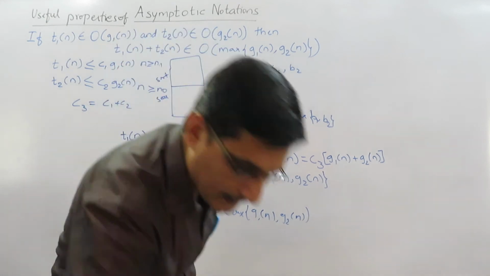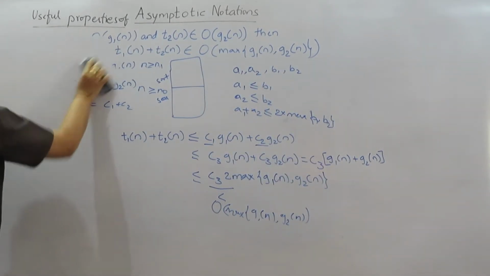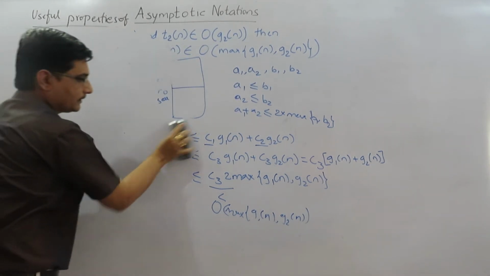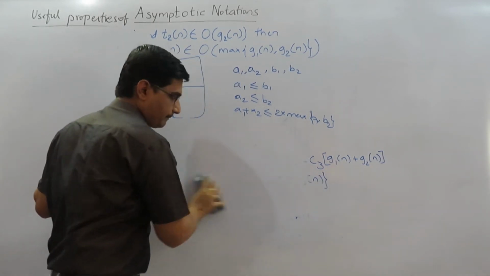The second property is that we can use limits for finding the order of growth, because practically it is quite difficult to go with the normal way.